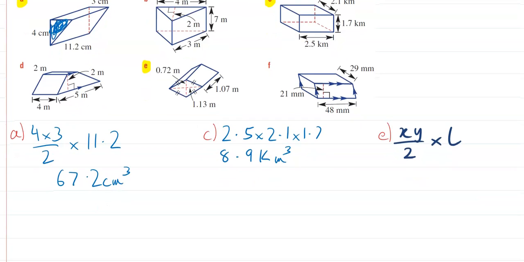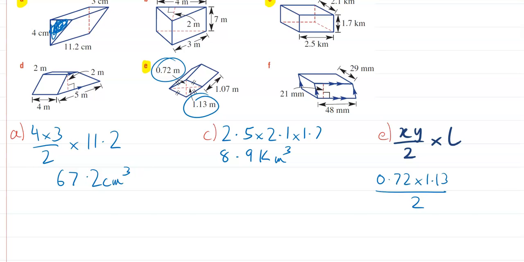Next one's a little bit tricky for E. So going back to our previous formulas, that would be xy over 2 times the length. So this is my x and this is my y, meaning I'd be doing 0.72 times 1.13 all over 2 times the length. And that comes out to be 0.4 meters cubed.